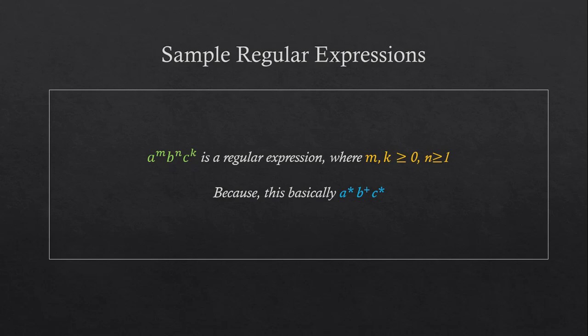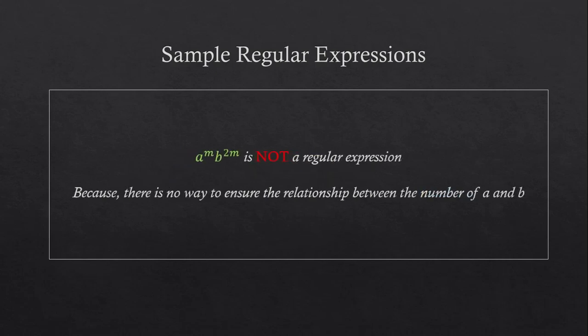At this point, you may have started to feel like every expression in the world is a regular expression, but of course that is not the case. So let's look at one expression which is in fact not regular. Now this expression kind of looks like the one we just saw, but there is a huge difference. In this case, both a and b have the same variable as their power. So this expression is basically telling us the number of b must be exactly double the number of a.